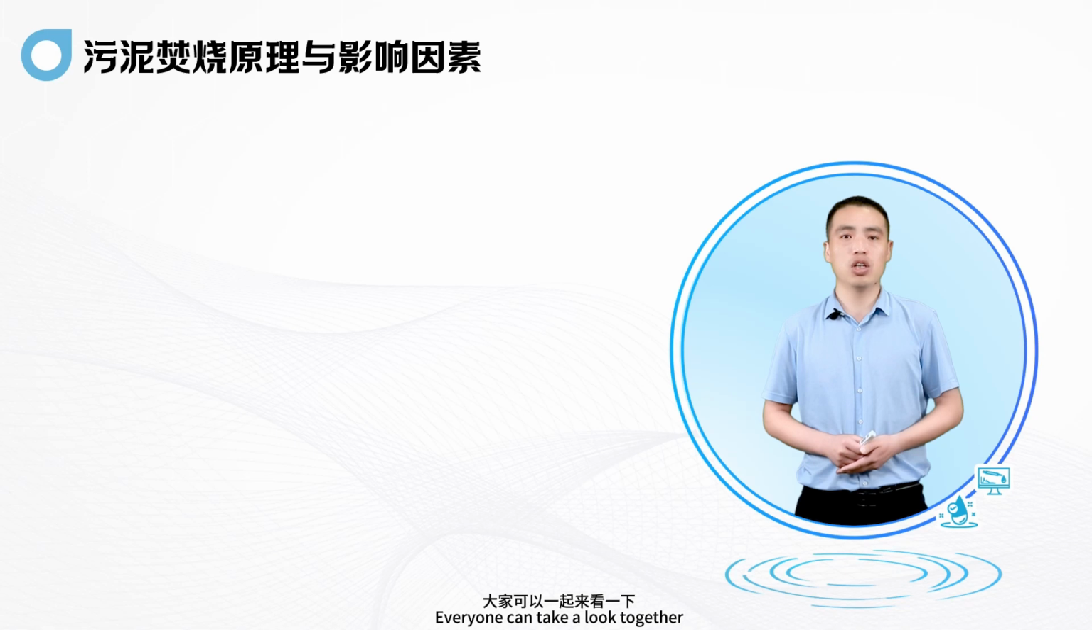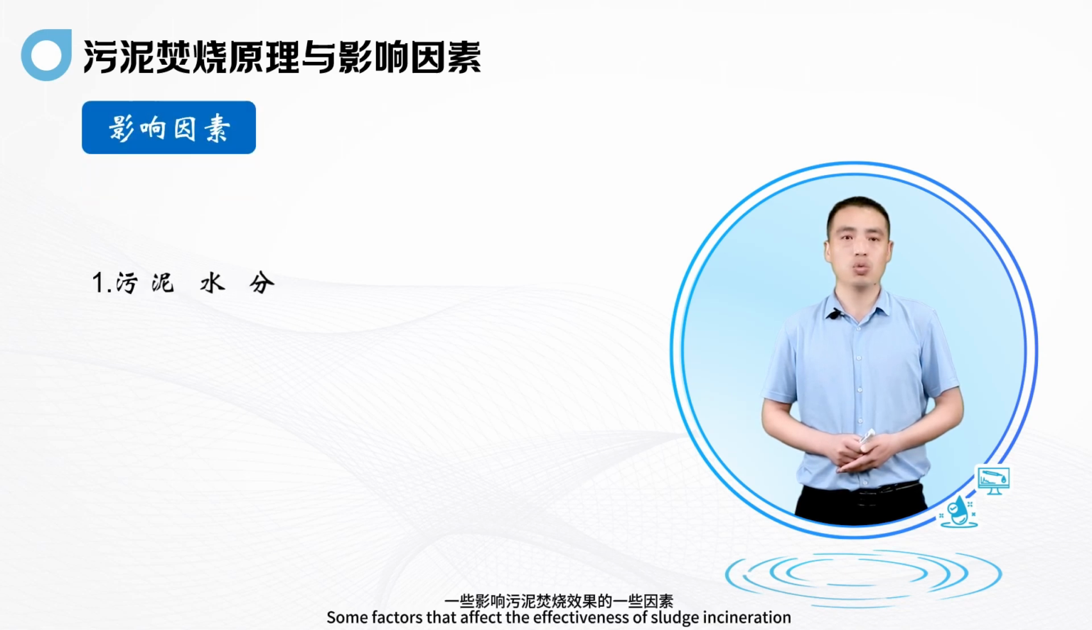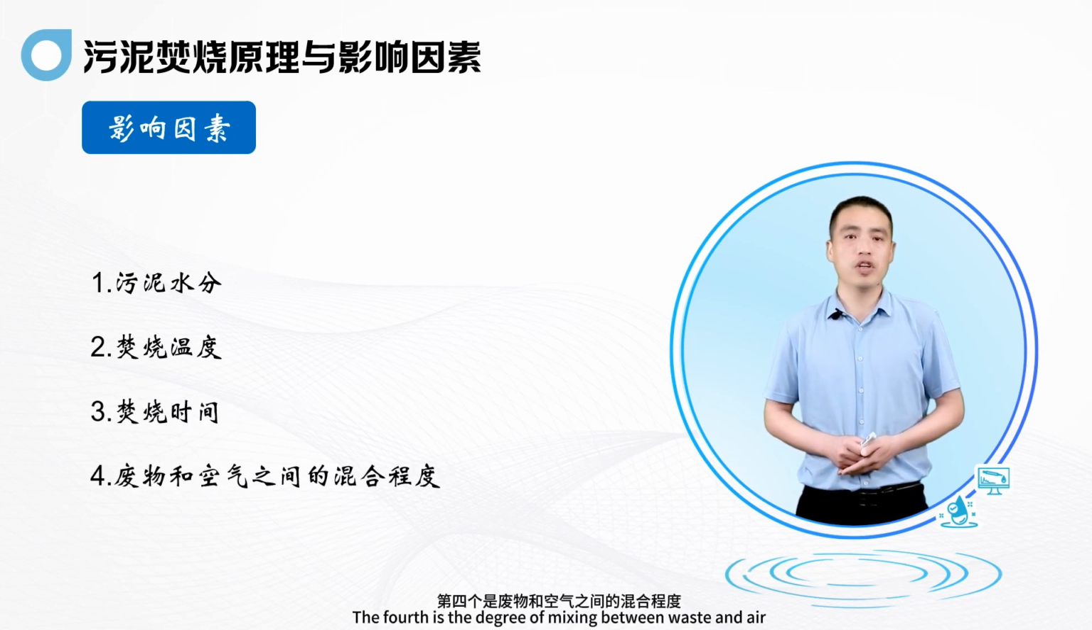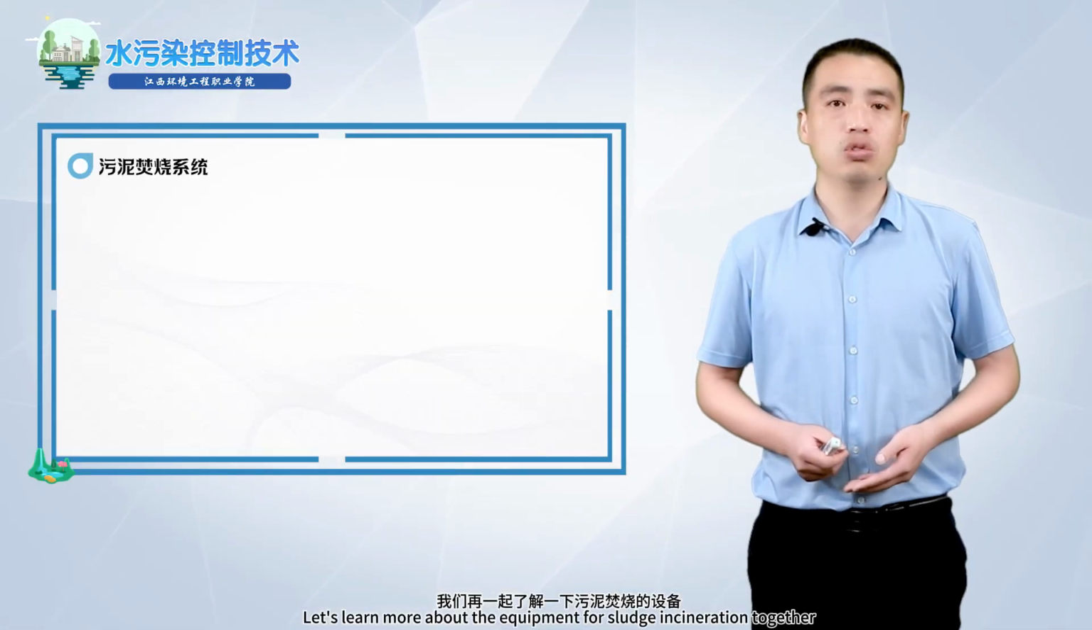Everyone can take a look together. These are some factors that affect the effectiveness of sludge incineration. The first is the moisture content of the sludge. The second is the temperature of incineration. The fourth is the degree of mixing between waste and air. Next, let's learn more about the equipment for sludge incineration together.